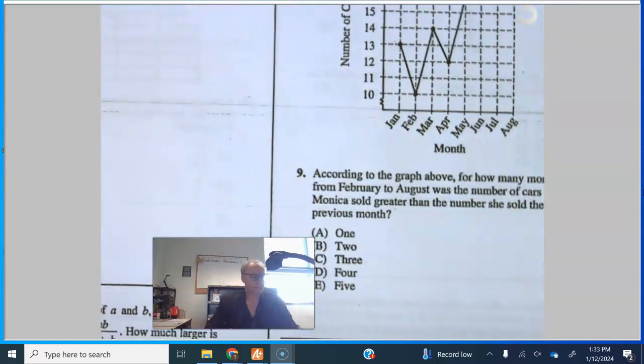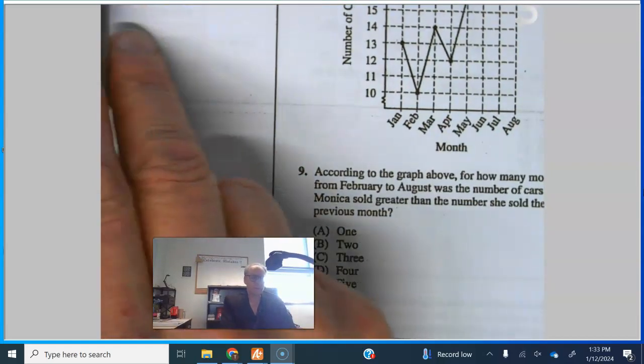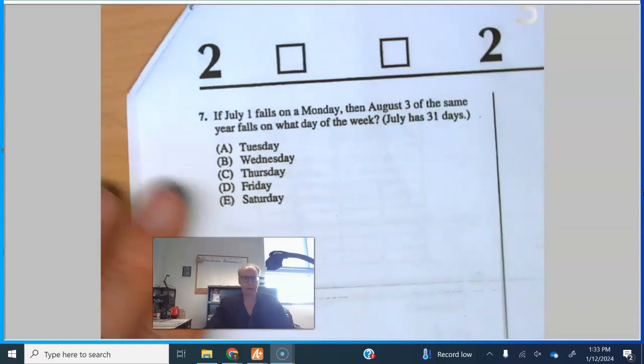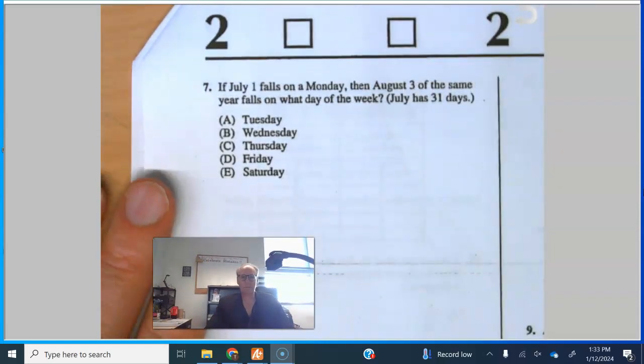Number 7. If July 1st falls on a Monday, then August 3rd of the same year falls on what day of the week? Now, what one student did is he actually created a calendar. I want to be very careful with these.